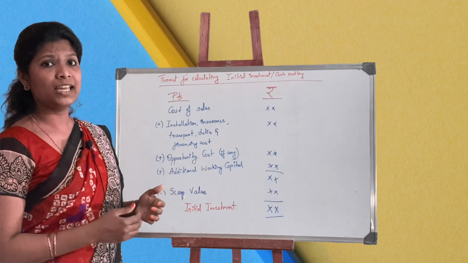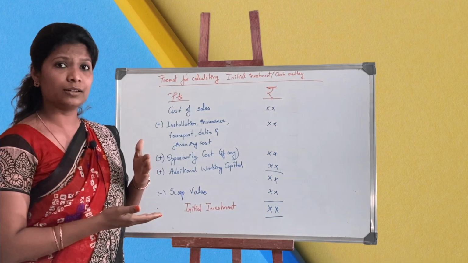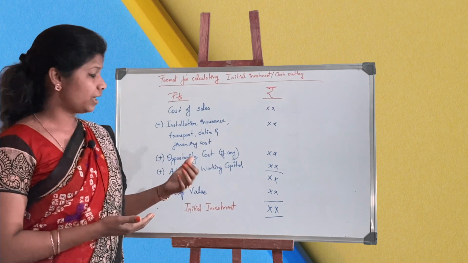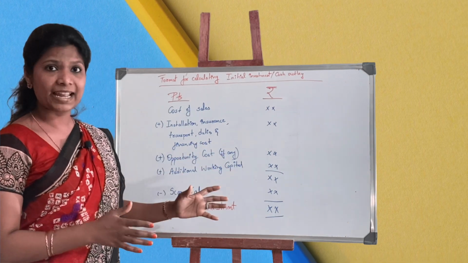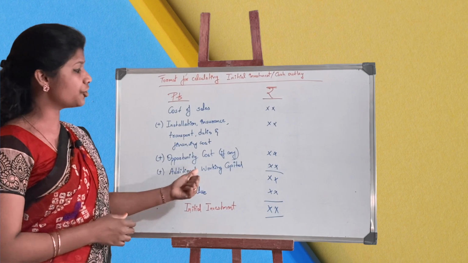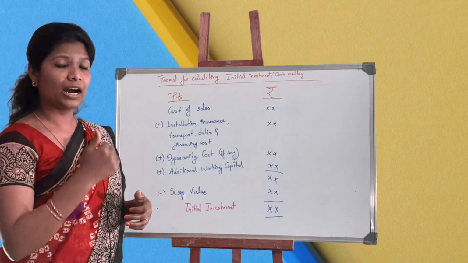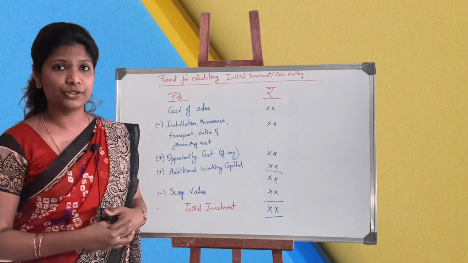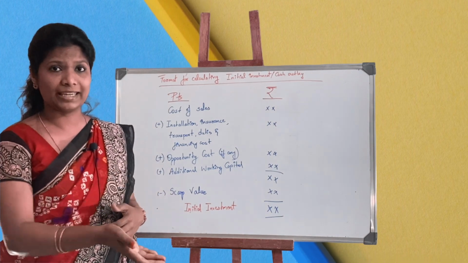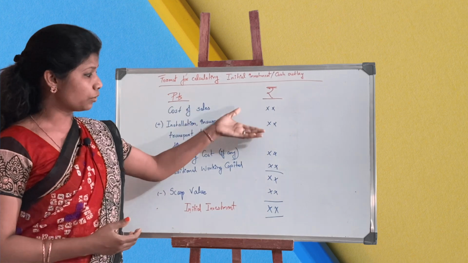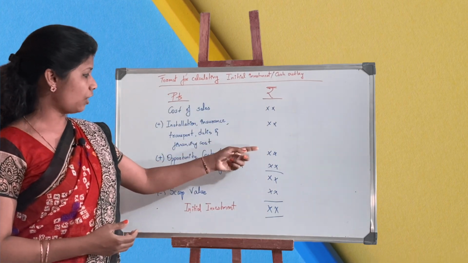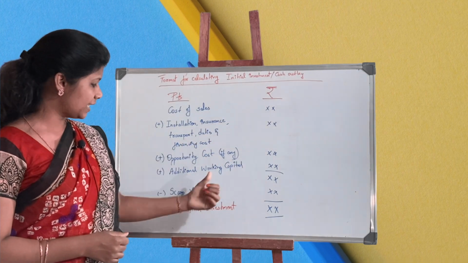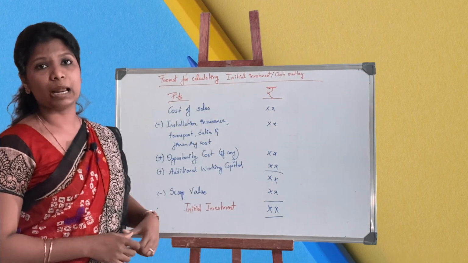Opportunity cost, that is the cost that is incurred if we have let go of another project. That is called opportunity cost. If there's any, you can add that up. And additional working capital. In case you have added another set of capital to the project, that will become additional working capital. So you're going to total it up from the sales, installation, opportunity cost and the additional working capital, and then you're going to deduct the scrap value.